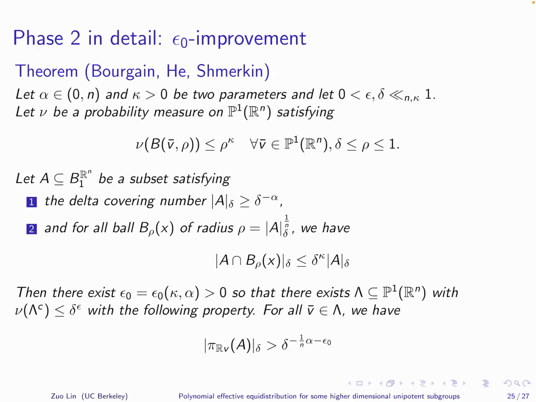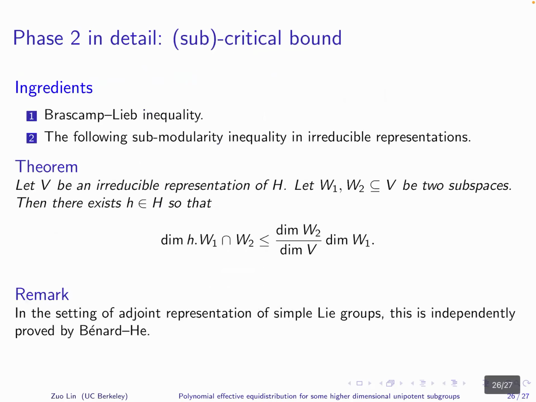It satisfies a Kappa-Frostman type condition. And for the other things, the main ingredients are the Brascamp-Lieb inequality and the following actually interesting inequalities in irreducible representations. It states something for linear subspaces. So let me end by stating this theorem.